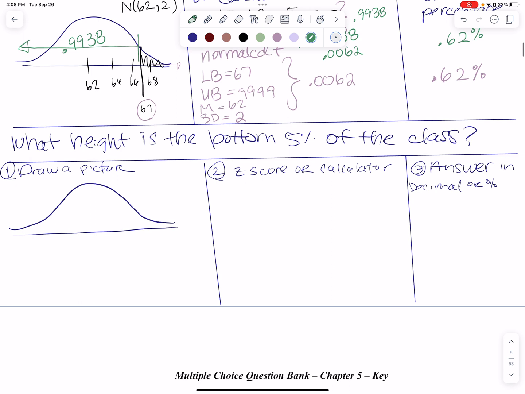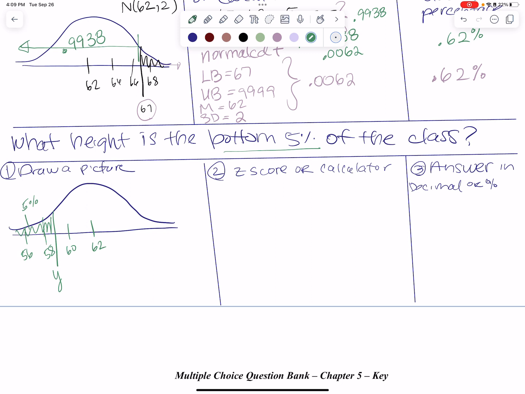Okay, this one says, what is the height of the bottom 5%? So bottom 5%, oh, sorry, not 0. We're at 62. Same one, 60, 58, and 56. Bottom 5%, we know that this is 2.5% because that's 95. So we know that this here is my value of my bottom 5%.